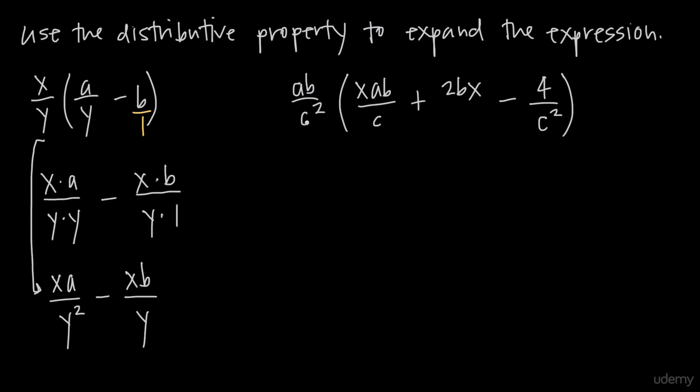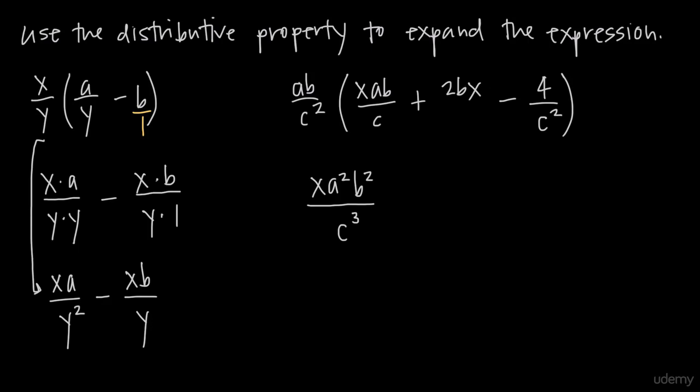We have ab over c squared out in front, and the first term that we're multiplying by is xab over c. So in this case, let's do it in our head. We have ab times xab in our numerator. Well, we've got two a's and we've got two b's, so we're going to need x a squared b squared. So x a squared b squared will be our numerator, and then in our denominator we have c squared times c, which is going to give us c cubed.